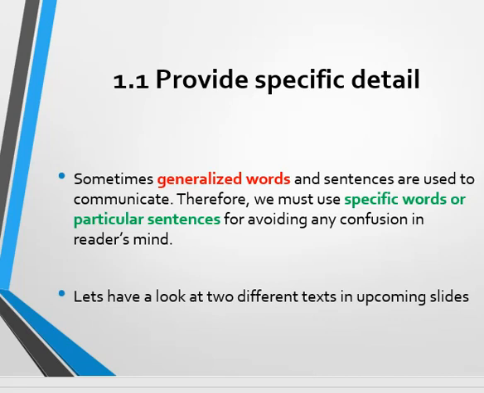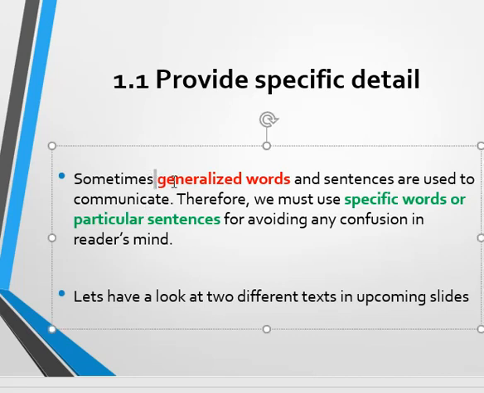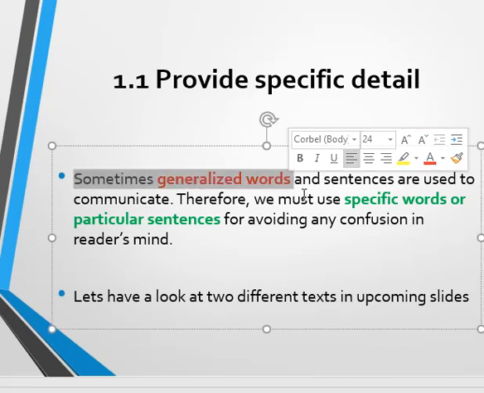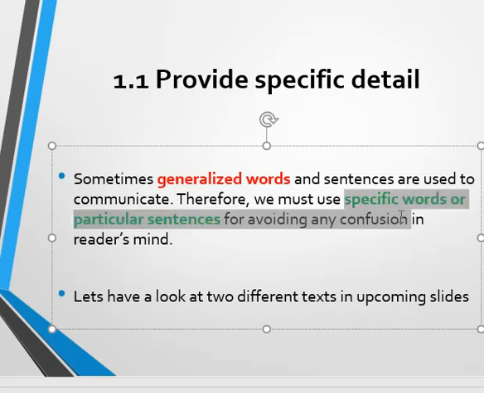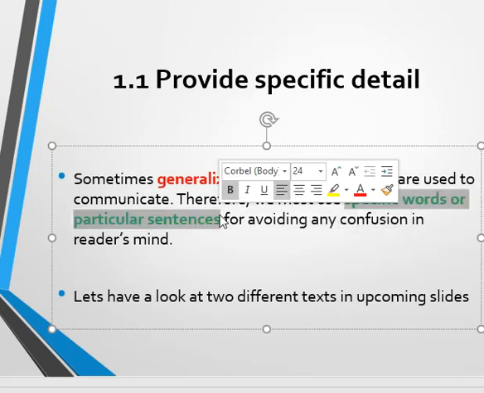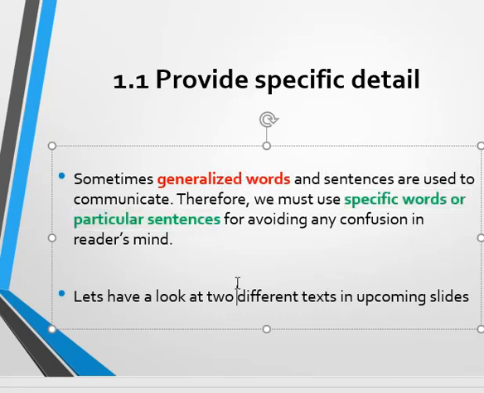So we need to avoid these kinds of generalized words. Rather, we should use specific, particular words or sentences. By this we can avoid any kind of confusion. Now, what are generalized words and what are specific words? You can come to know through a very simple example.